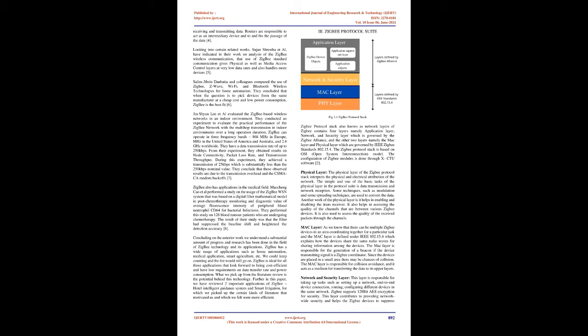Another work of the physical layer is it helps in enabling and disabling the transceiver. It also helps in assessing the quality of the channels that are between various Zigbee devices. It is also used to assess the quality of the received packets through the channels.